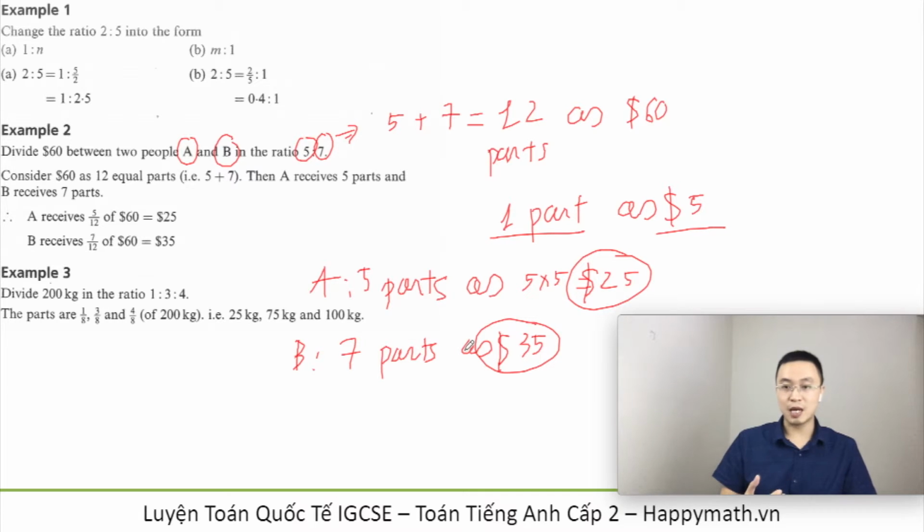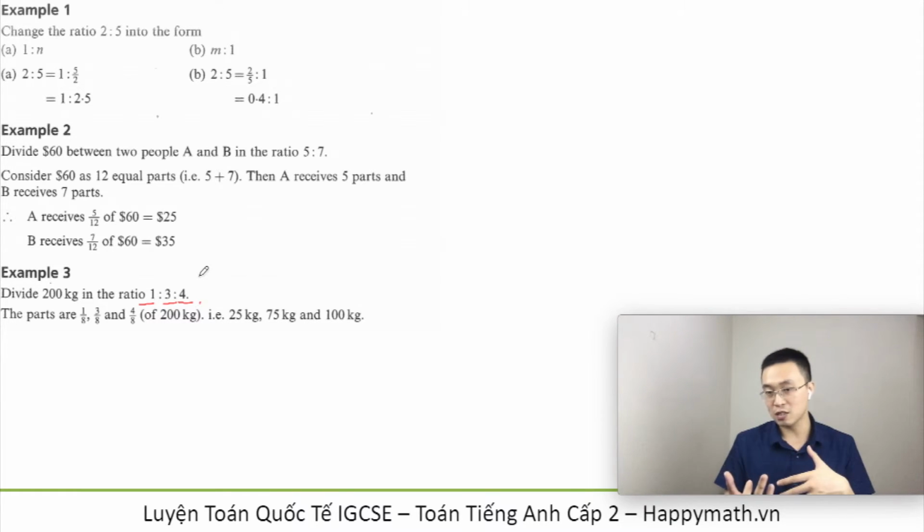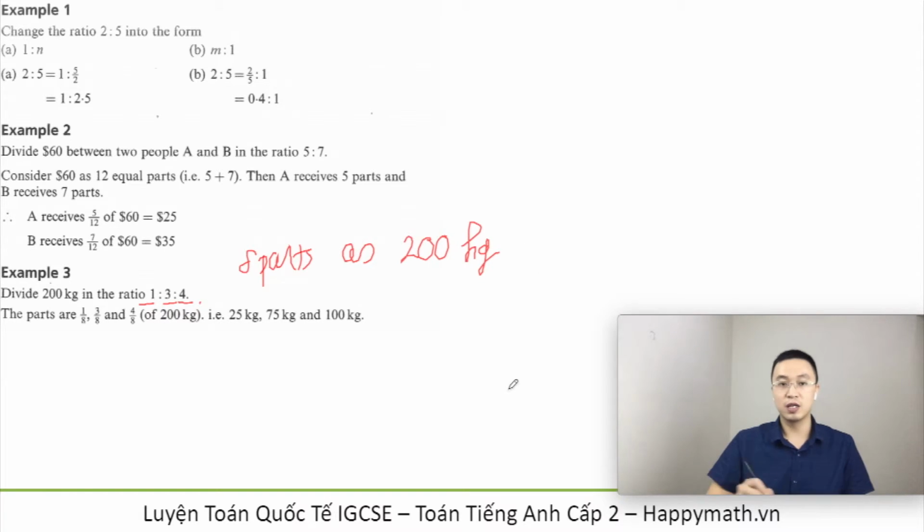The same thing for example 3. Example 3 tells you that you have 3 values to compare together: 1, 3, and 4. You will compare them as 1 part, 3 parts, and 4 parts. The total you have here is 8 parts. 8 parts correspond to 200 kilograms. So I need to find how much one part is. How much for one part?